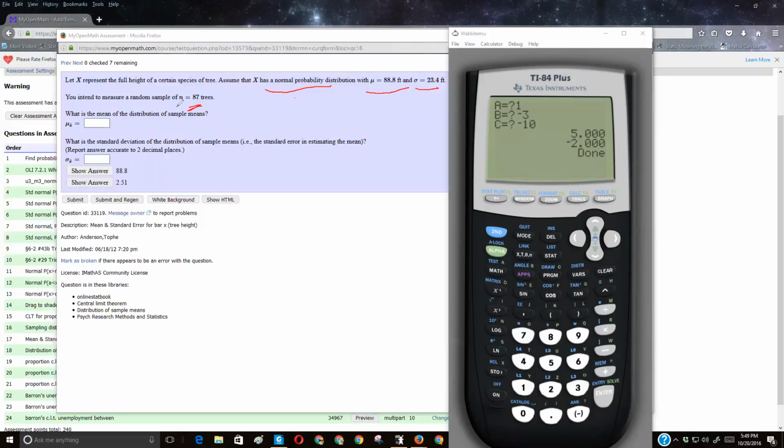Now, what's different about this is because I'm taking a sample of 87 trees, that shrinks that standard deviation, and we use this notation because we're dealing with sample means. The standard deviation for X bar, all the X bars, or standard error is another name for it, is you take your standard deviation from your population, and if you don't have the population standard deviation, you can always use the sample standard deviation. And I'm going to divide that by the square root of the sample size, because we're using the central limit theorem here.